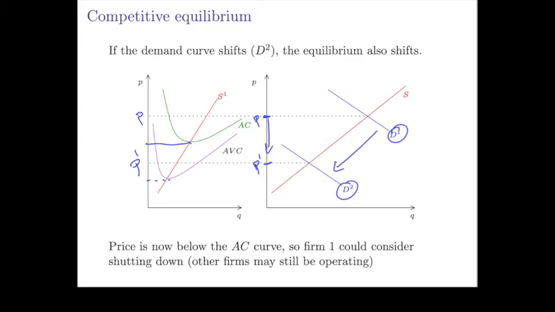However, it's going to run a loss. What's the quantity that it's going to produce? The supply curve, remember, corresponds to its marginal cost. So at this price, it's going to pick the quantity Q1. So that's the average cost. So the firm is making a loss of this much.